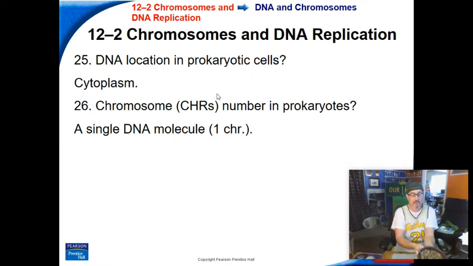12-2 talks about chromosomes and DNA, and then DNA replication. Prokaryotic cells are single-celled organisms. Bacteria, some pond creatures are prokaryotes. They're simple creatures. They don't have a nucleus. Therefore, the DNA just floats around in the cytoplasm. Chromosomes, they have one long segment of DNA that coils into one chromosome.